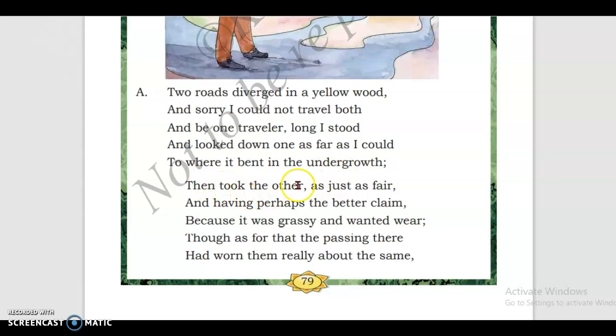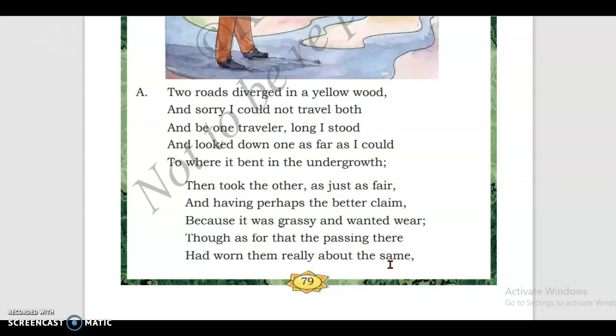Then took the other, as just as fair, and having perhaps the better claim, because it was grassy and wanted wear, though as for that the passing there had worn them really about the same. Then he started to see the other road, which is equally good. First he saw one road, then he saw the other road, which is also equally good, and having perhaps the better claim.